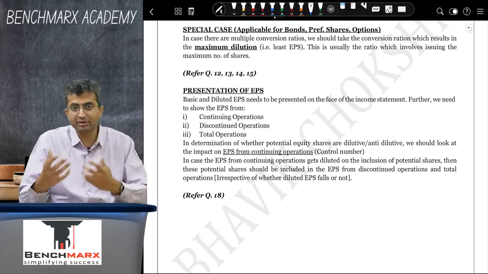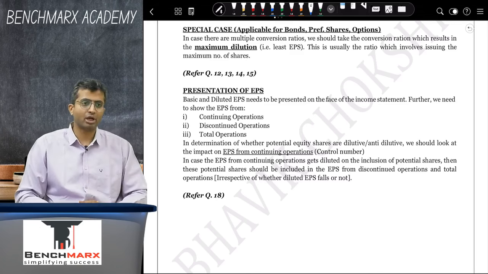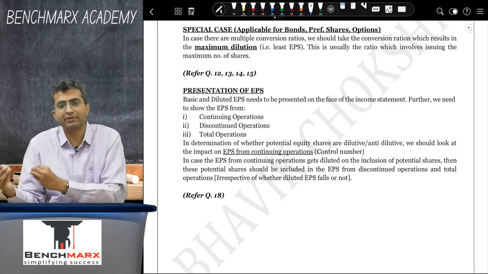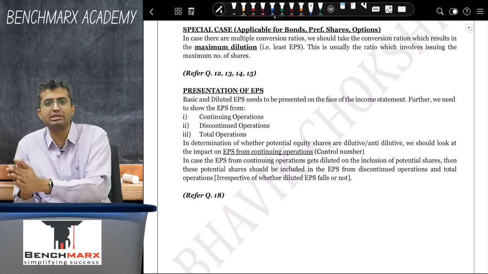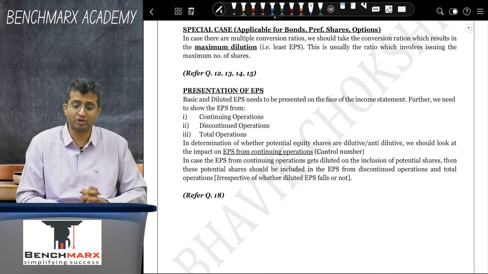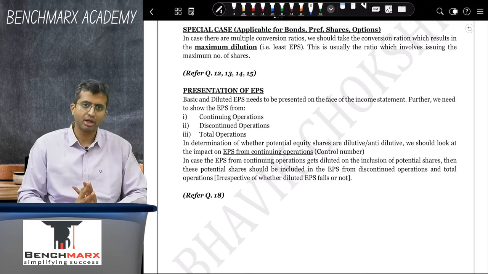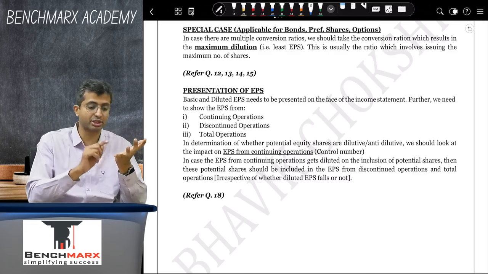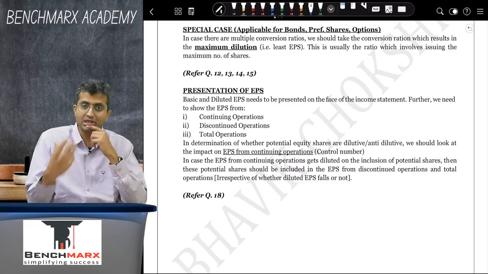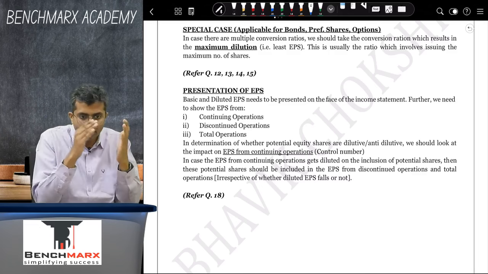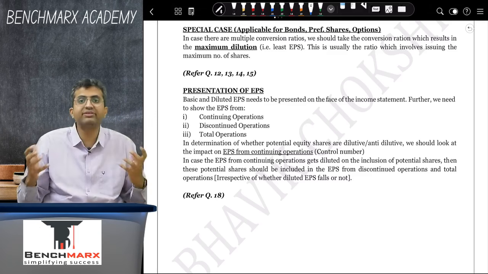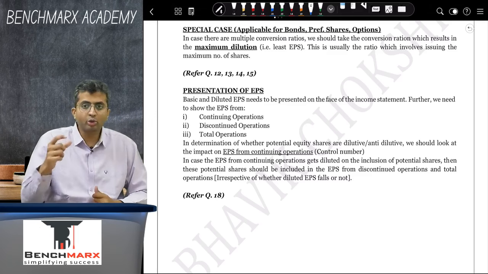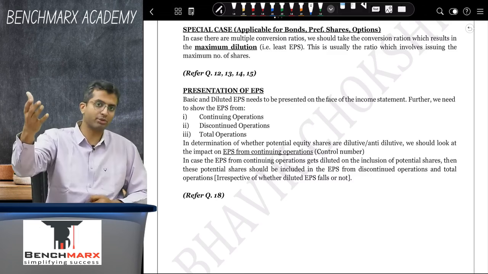Control number means that if there are various potential instruments, you have to figure out whether a particular potential equity share is dilutive or anti-dilutive. Now, if there are 3 EPS numbers, that is EPS from continuing operations, EPS from discontinued, and EPS from total, you will be struggling to figure out which of the 3 should I see in order to determine whether a potential equity share is dilutive or not.